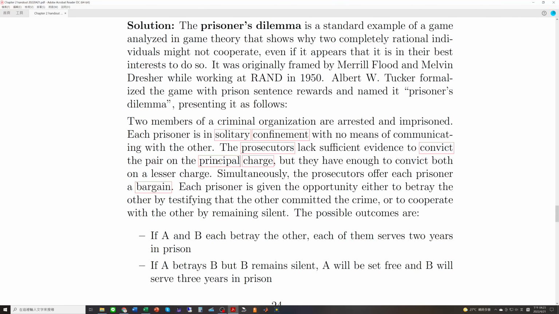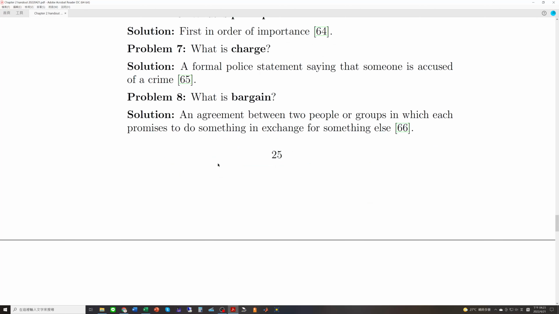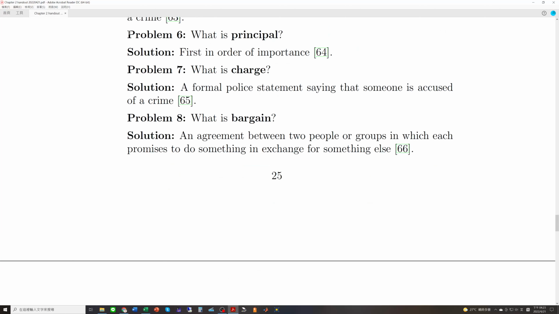What is the meaning of the word principle? Let us go to problem 6. What is principle? Solution: first in order of importance. Then let us go back to the word principle.